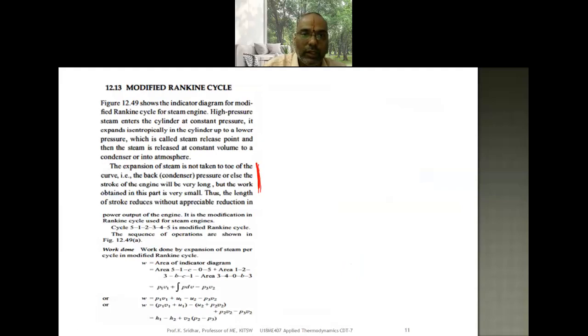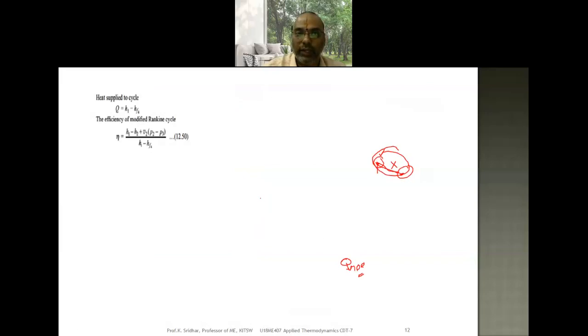Go to the previous slide. The expansion of the steam is not taken to the toe of the curve, the back pressure, or else the stroke of the engine will be very long, but the work obtained in this part is very small. Thus the length of the stroke reduces without appreciable reduction in the power output of the engine. So it is the modification in the Rankine cycle used for steam engines. That is the difference between the Rankine cycle and the modified Rankine cycle.